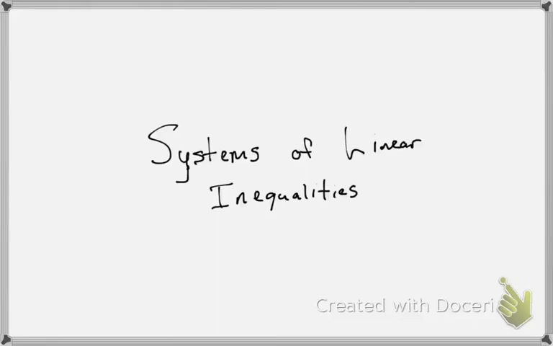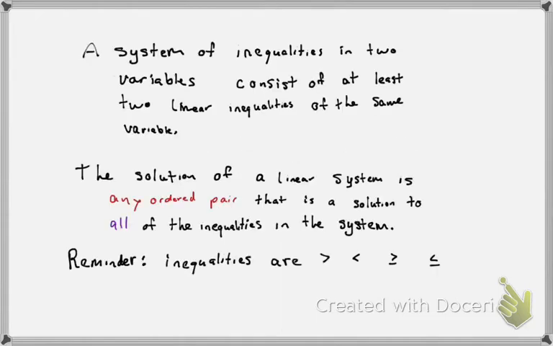Hello. Today's lesson is going to be discussing what a system of linear inequalities is. The first thing, a system of inequalities is typically given to us in two variables and consists of at least two linear inequalities that use the same variables. So the letters are going to be the same in all the equations. There's going to be at least two equations that are connected in some way.